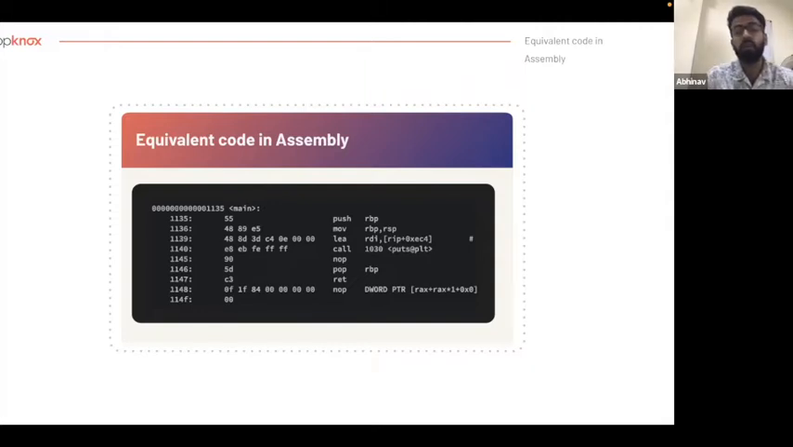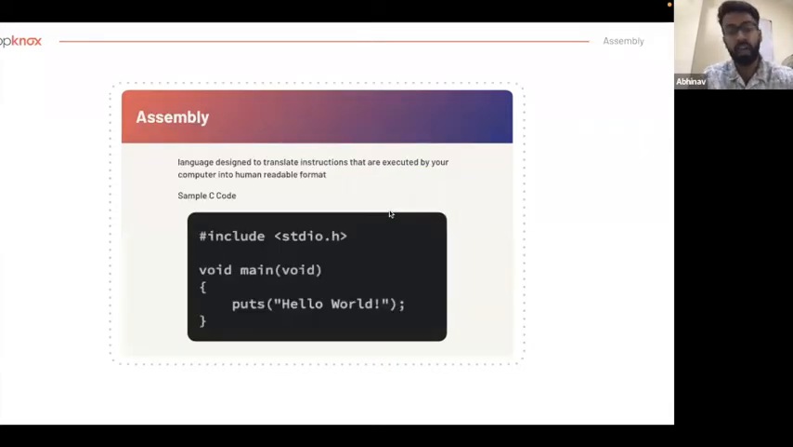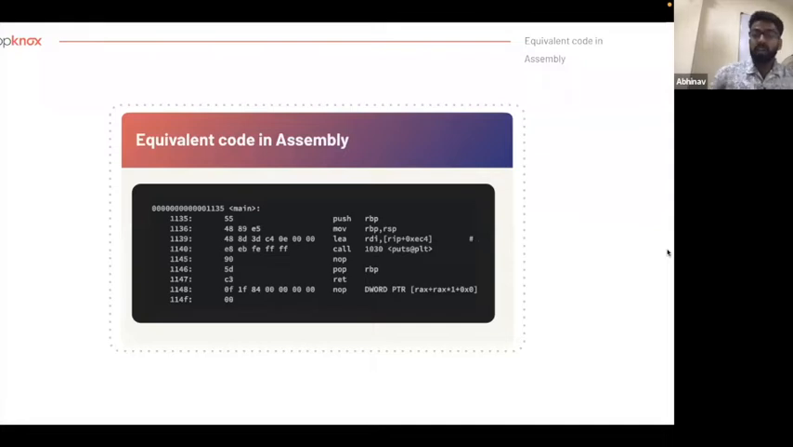So what we are looking at is the equivalent assembly code of the higher level C code that we saw in this slide. Now let us see how it is performing the same function. Before we do that, let me just take a moment to explain all the things that you are seeing here in the assembly, in the disassembled format.